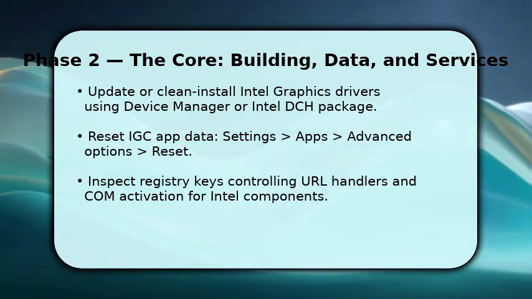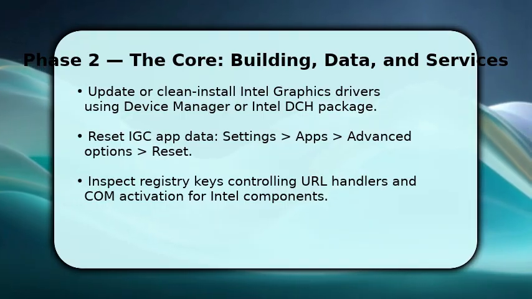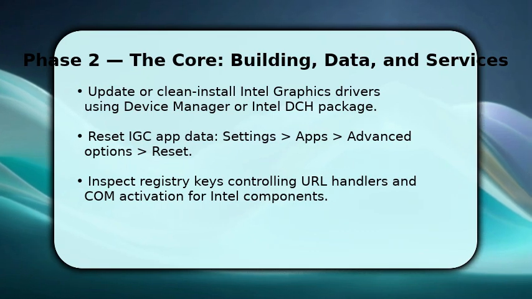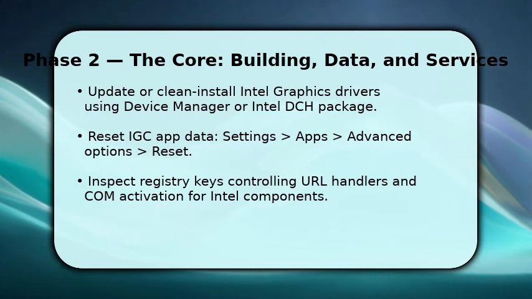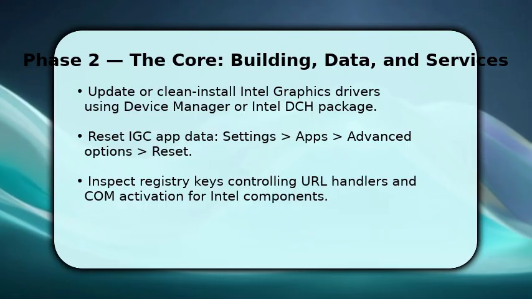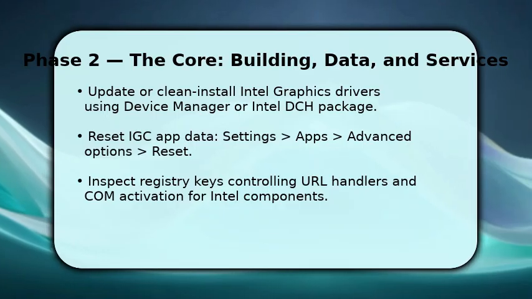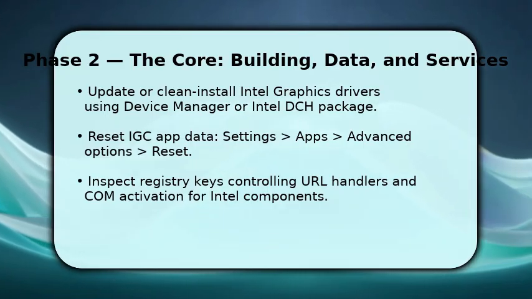If problems persist, carefully inspect registry handlers for Intel components and COM activation settings, because broken URL or protocol handlers can block the settings redirection. Make sure to back up the registry before edits. This prevents accidental system damage.